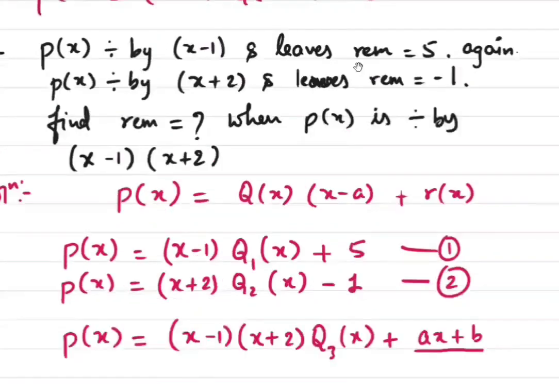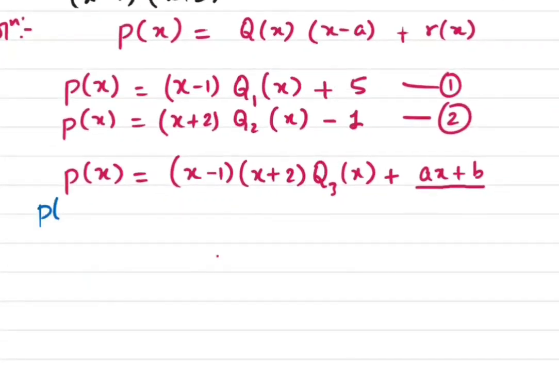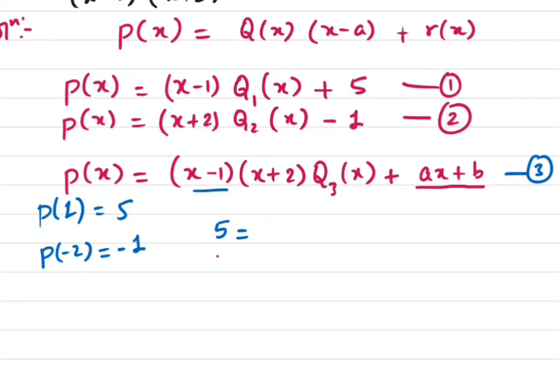And what are the conditions given to us in the question? Two conditions. We are given that when it is divided by x minus 1, it leaves the remainder 5. So we are given P of 1 equals 5, and P of negative 2 equals negative 1. Now if I plug in these values in the third equation, call this equation 3: when x equals 1, P of 1 equals 5. So 5 equals, with x equals 1, this whole term would be 0, and then a into 1 plus b. So our first equation becomes a plus b equals 5.